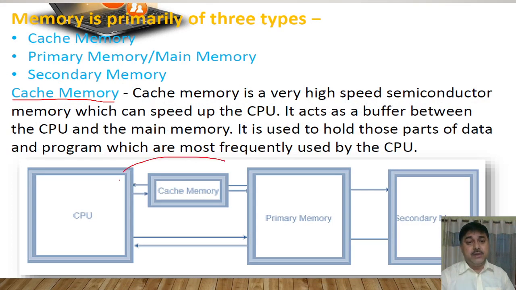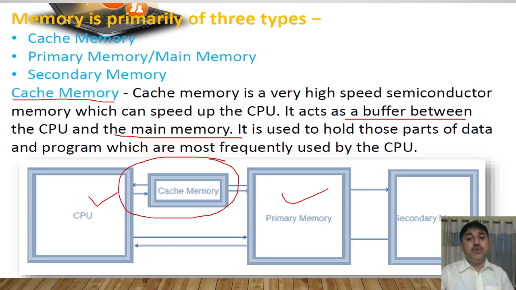You can see this particular structure. This particular structure is your cache memory. So cache memory is a very high speed semiconductor memory, which can speed up the CPU, and it acts as a buffer between what? The CPU and the main memory. That means this is the CPU and this is your main memory. So it is a buffer.